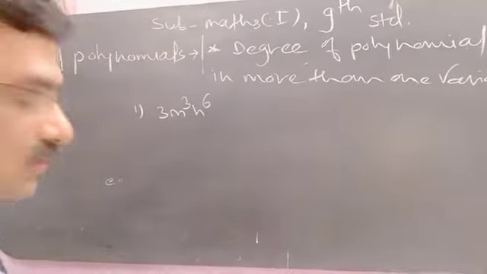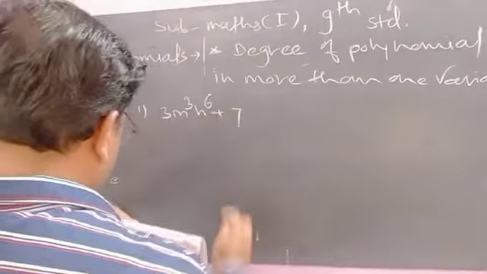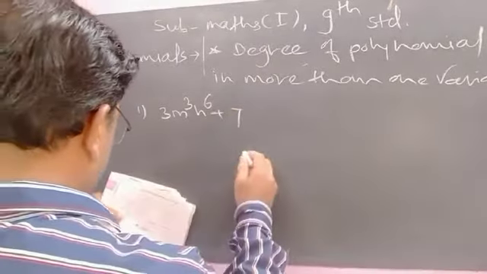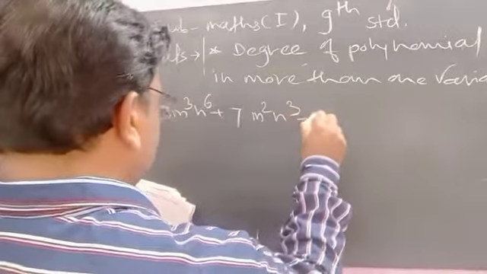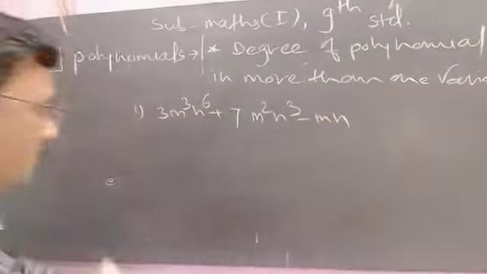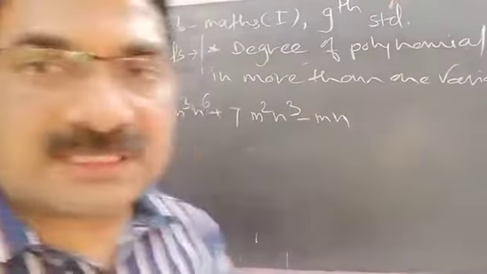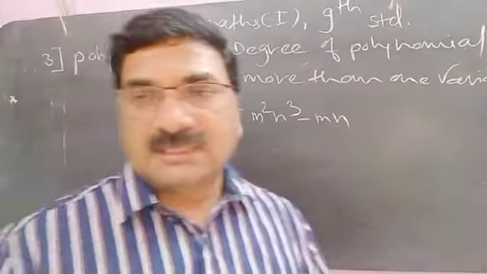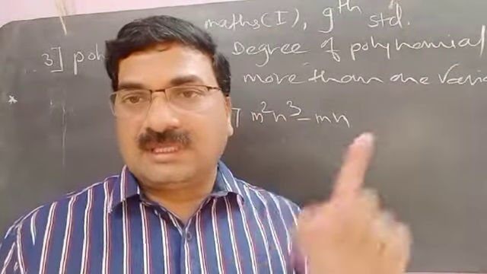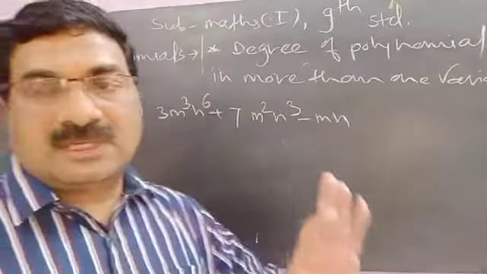3m cube n raised to 6 plus 7 m square n cube, minus mn. Here, first we have to find out how many variables are there. See, here the variables are 2. In previous examples, the variable is only 1. Here variables are more than 1, that is m and n.